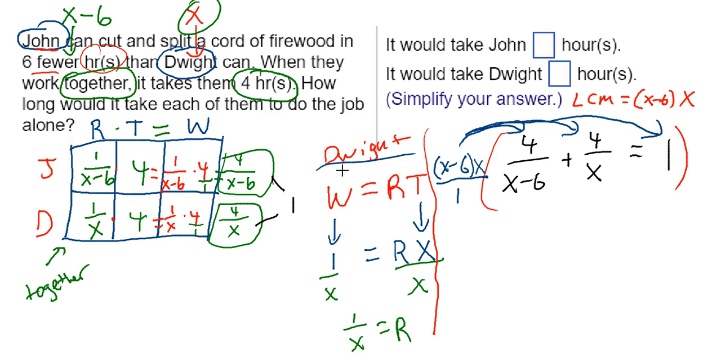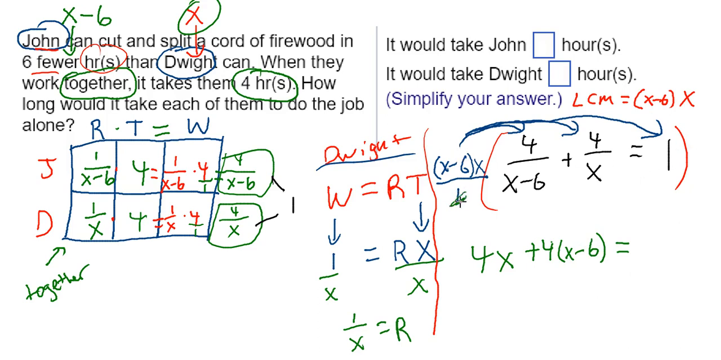When this gets multiplied to the first fraction, the x minus 6's are going to cancel out, and I'll have 4 times x left over. So we'll have 4x left over from the first term, plus a fresh copy of this gets multiplied to the second fraction. The x's are going to cancel out, and so we will have 4 times x minus 6 left over, and we'll keep that in parentheses, equals, this gets multiplied to 1.